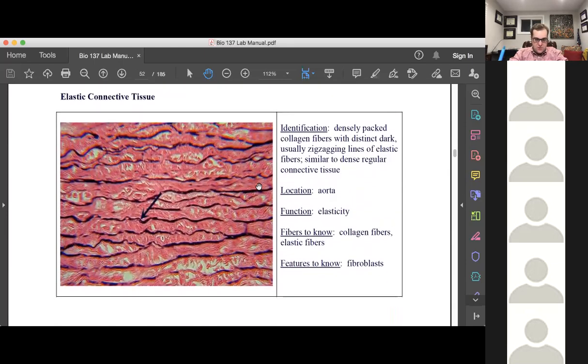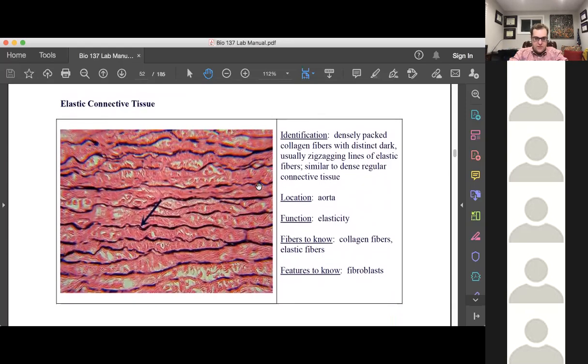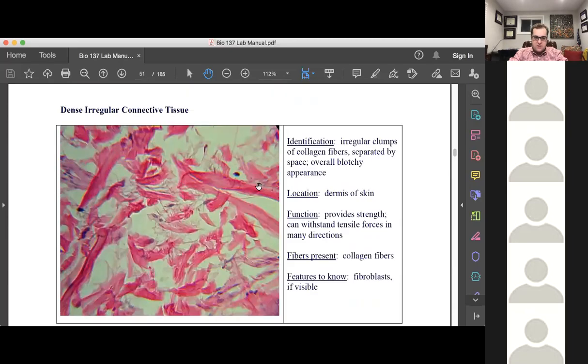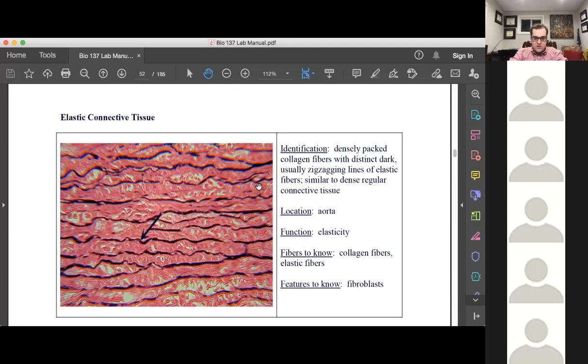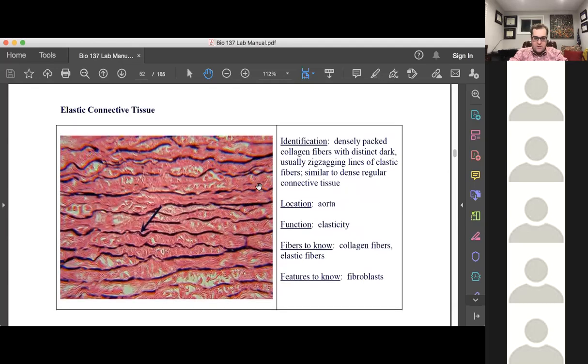Elastic connective tissue. Well, let's think about this. It's just what it sounds like. It can stretch. This one, I don't think, stretches as much. This can, because it's more organized. All right. When I think of elastic connective tissue, I think of arteries and arterioles. And I think, okay, this location is the aorta. So now this is going to help keep your blood pressure low.